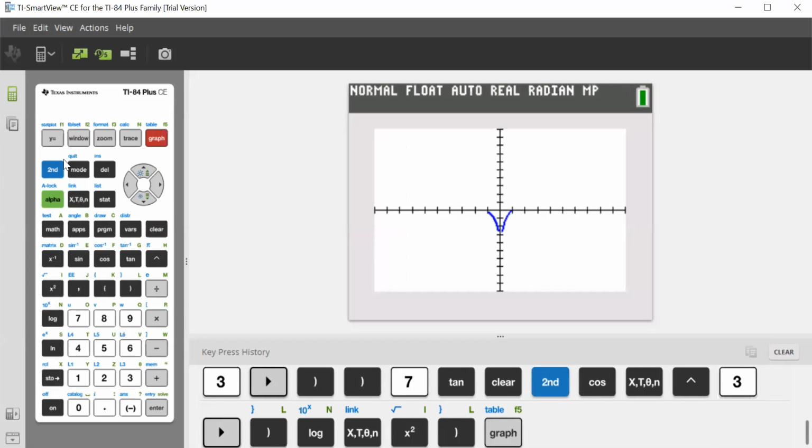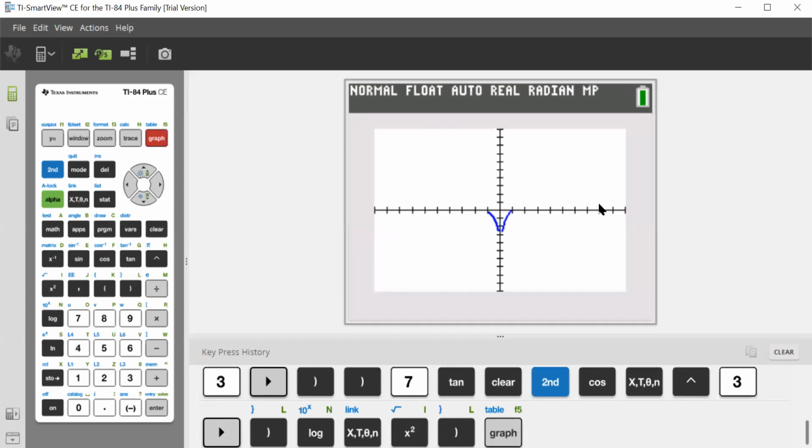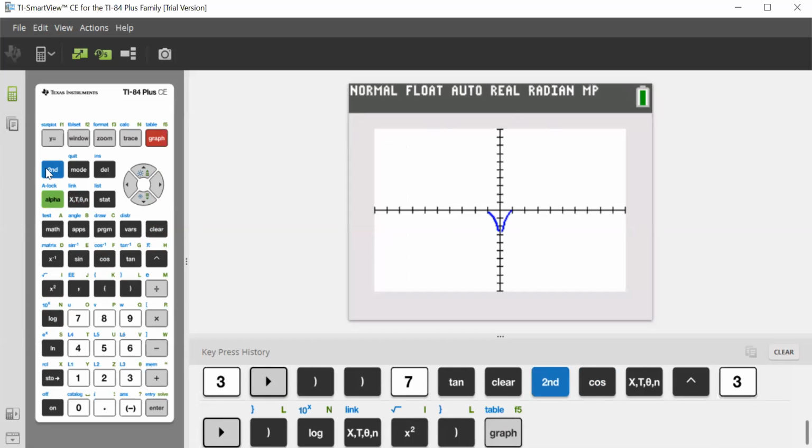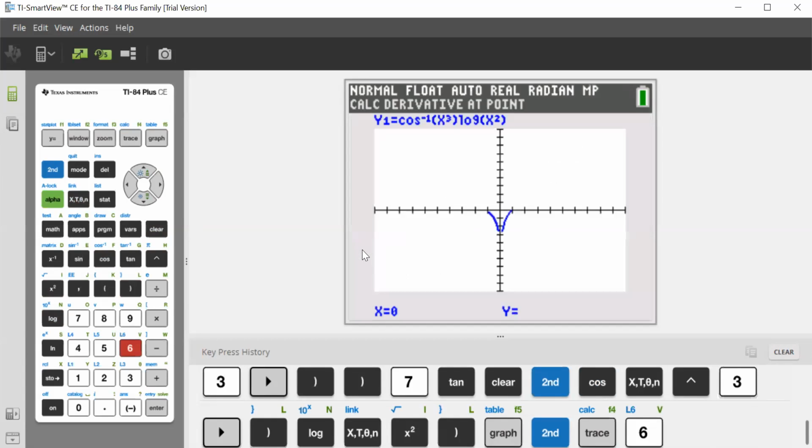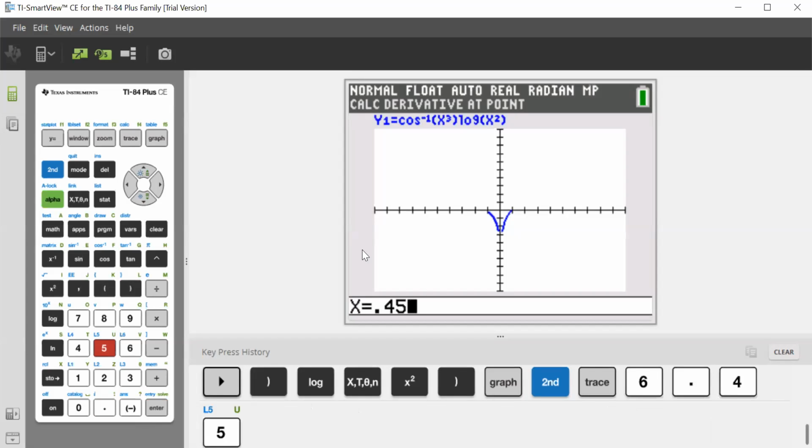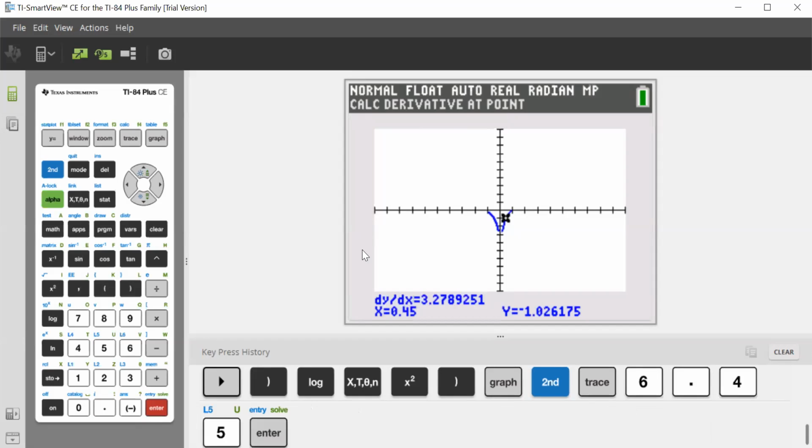You can also, when you're in the graph of the function, hit second and then trace, which takes you to the calculate window. And you can choose option 6, which is dy dx. It goes straight back to the graph and you just type in 0.45 and it's going to evaluate the derivative for you at 0.45. You can see it says that it's 3.2789251, which is what we got the other way.